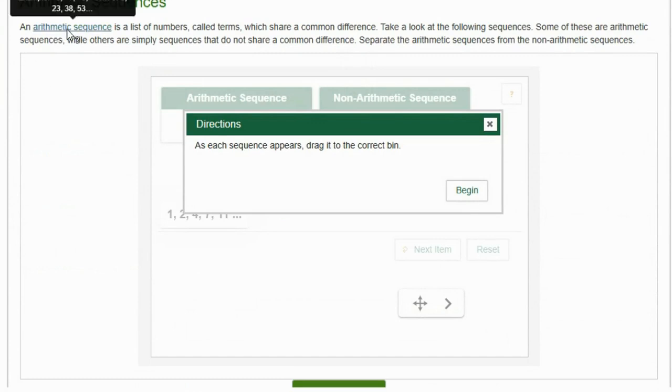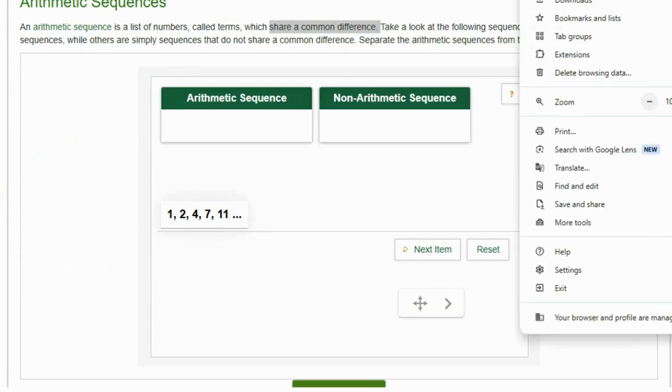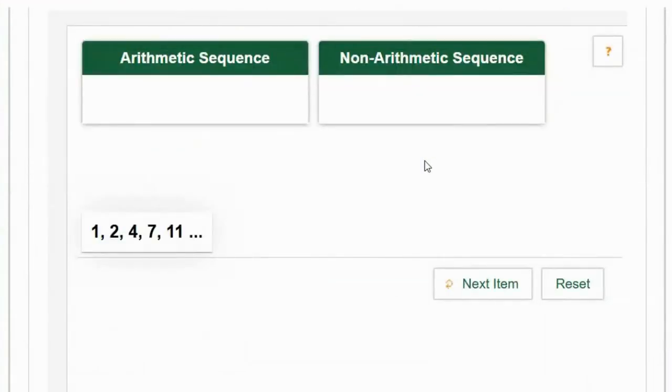All right, an arithmetic sequence is a list of numbers, which we call terms, which share a common difference. So let's take a look at the following sequences. Some of these are arithmetic sequences and others are just sequences. So let me ask you, we'll make this a little bigger too. Is this an arithmetic sequence or not? It might just be a sequence of numbers. 1, 2, 7, 12, 28, 17, it's a sequence of numbers.